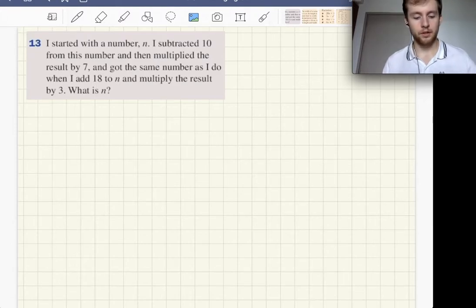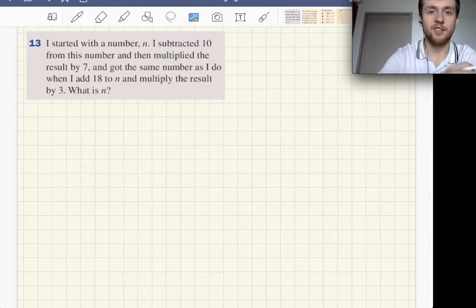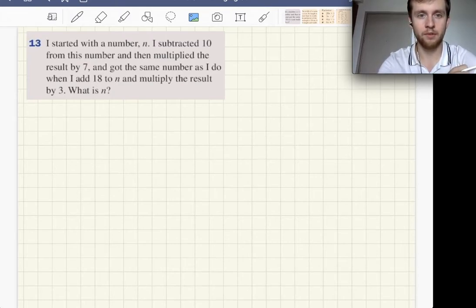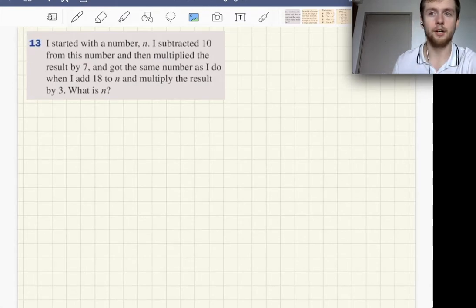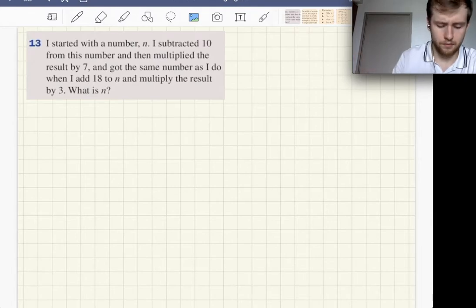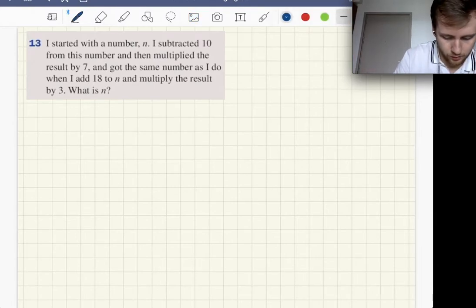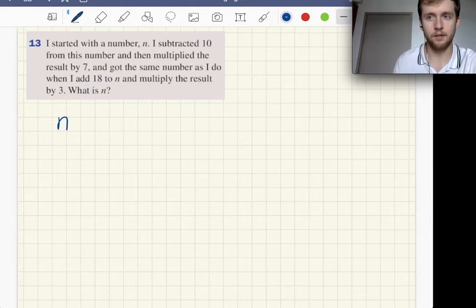I started with a number n, I subtracted 10 from this number and then multiplied the result by 7, and got the same number as I do when I add 18 to n and multiply the result by 3. What is n? Alright, how do we do this? I started with a number n, so let's write it. I started with number n.